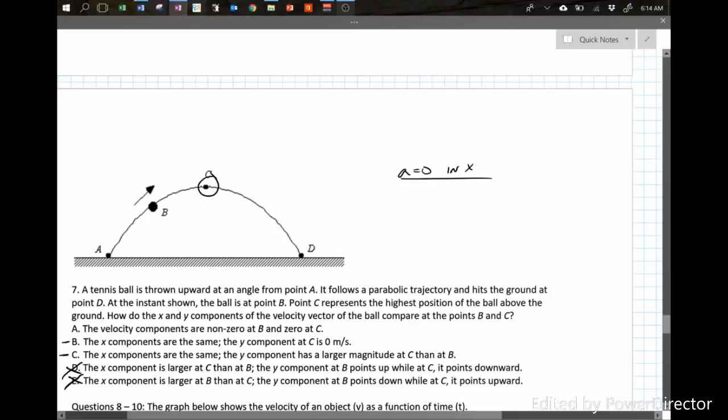If we get to the top, though, we know at the top that the y component of velocity is 0. So the y component is 0 at C. And that's all we've got.